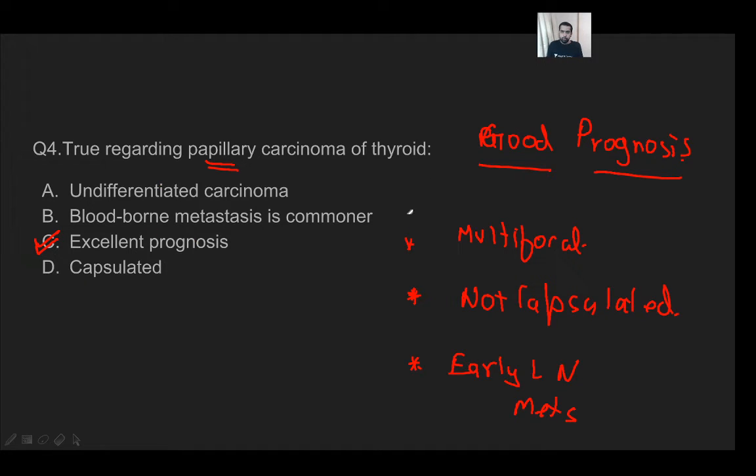Right. So blood-borne metastasis is not common. What happens is the lymph node metastasis happens, and it is not an undifferentiated carcinoma. It is a differentiated carcinoma, and it is not encapsulated. Fair enough.